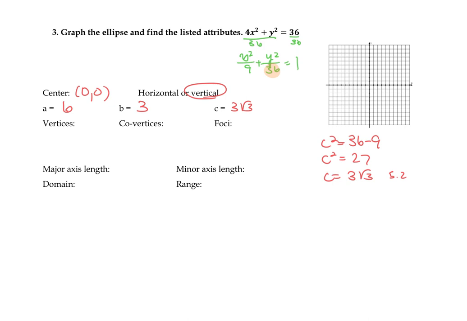So now I'm going to go graph. I start at 0, 0. And I go up 6, down 6, left 3, right 3. Then I'm going to put my foci on the major axis at about 5.2. So just above 5. I think that's above 4.